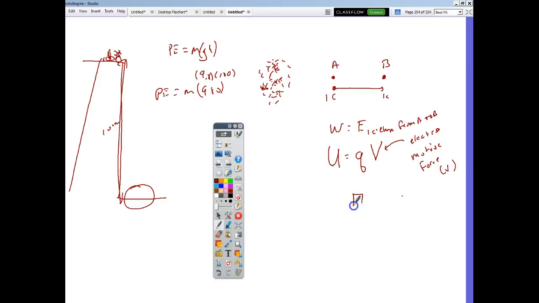So if you have a 9-volt battery, what that means is per every 1 Coulomb you throw from one side to the other, you create, if it's a 9-volt battery, 1 times 9, how much energy? 9 joules, done.